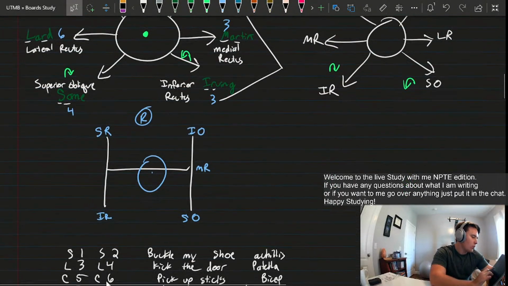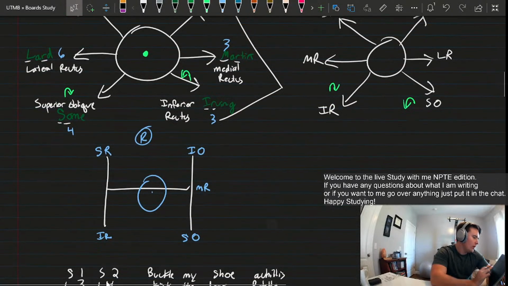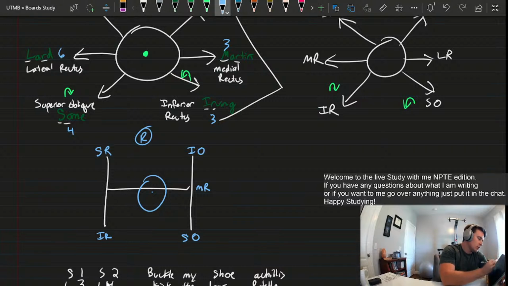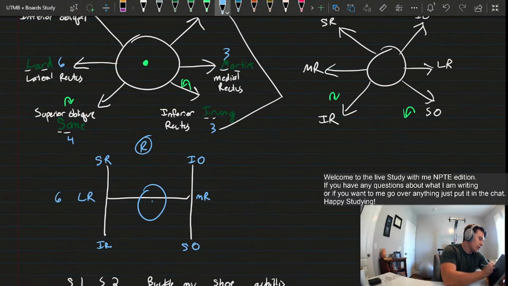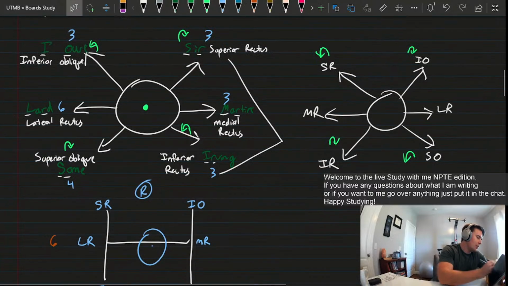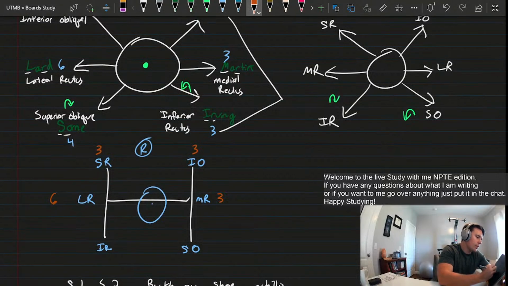So with the eye chart here, with the H test, you're checking, so laterally, you'll check cranial nerve number 6. Going up, you'll check cranial nerve 3. Now remember, superior oblique is 4, and this one is 3.